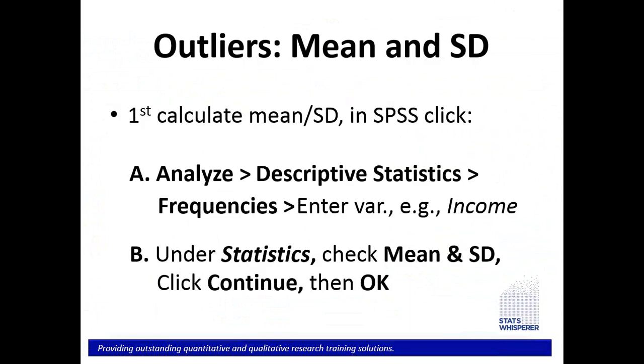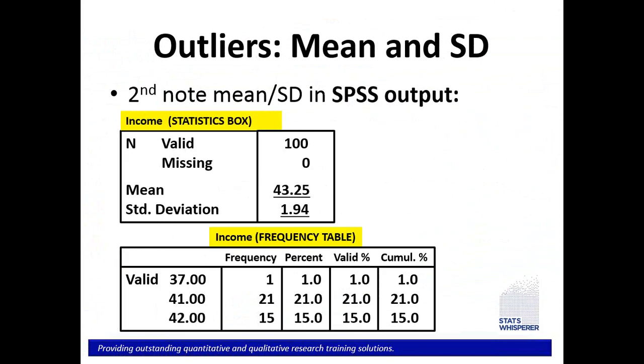we would go back to our frequencies. Remember when we clicked mean and standard deviation? We just repeat what we did a moment ago, and we would get this output. This is the same output that the skewness and kurtosis is in. Now, we can see the mean for income is 43.25, and the standard deviation is 1.94.